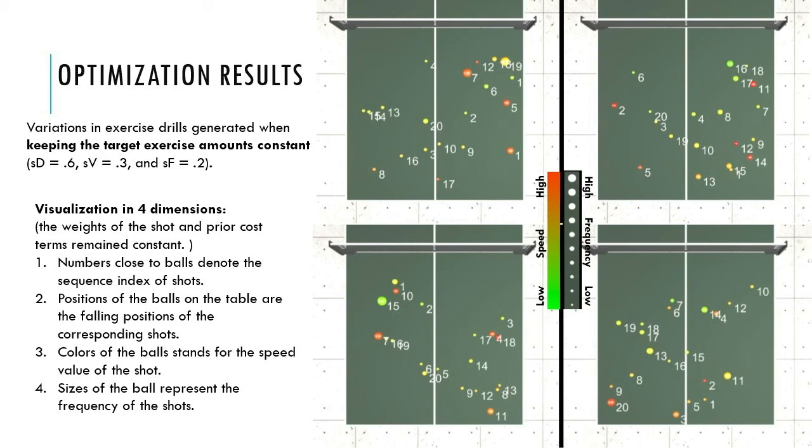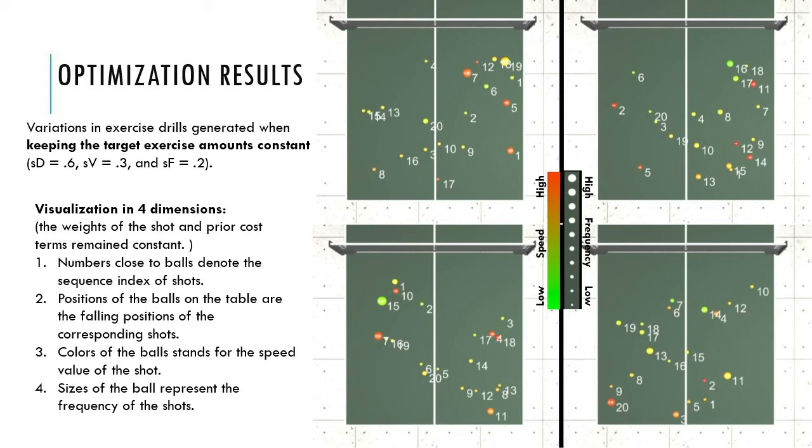The second dimension is the positions of the balls on the table, which are the falling positions of the corresponding shots. The third is that the colors of the balls stand for the speed value of the shot. More red means the speed of the corresponding shot is higher, and more green means lower. Finally, the sizes of the balls represent the frequency of the shot. Larger means the duration between adjacent shots is shorter. In other words, the corresponding shot will be generated faster.